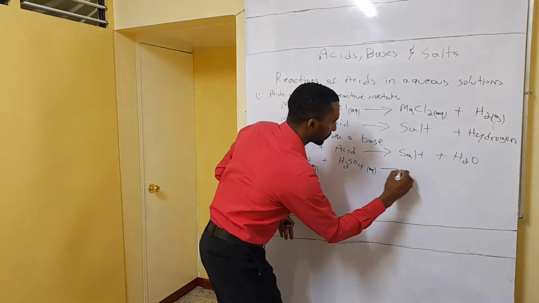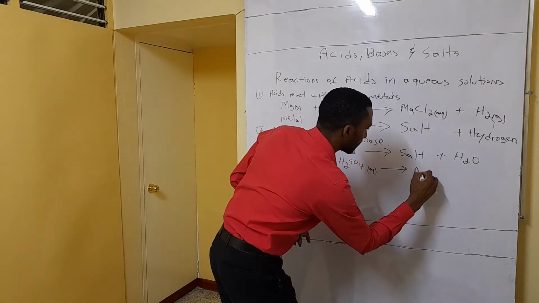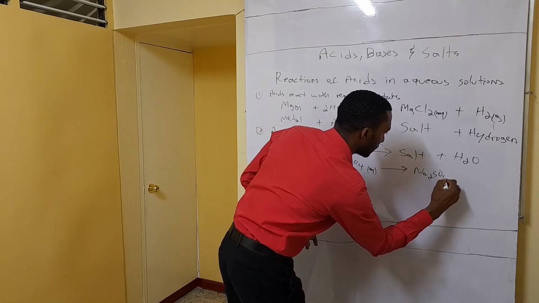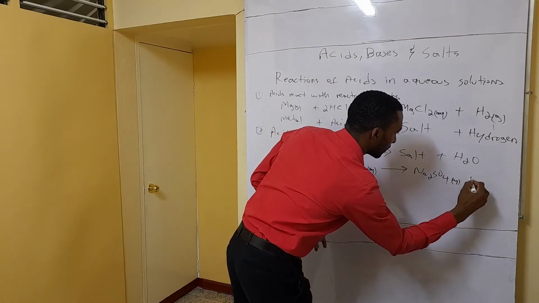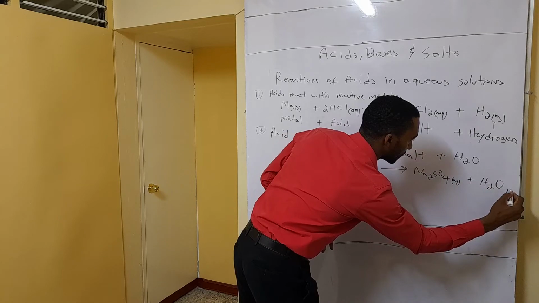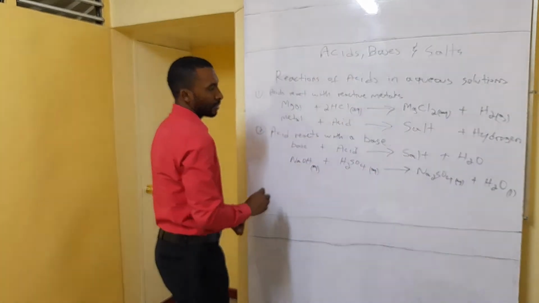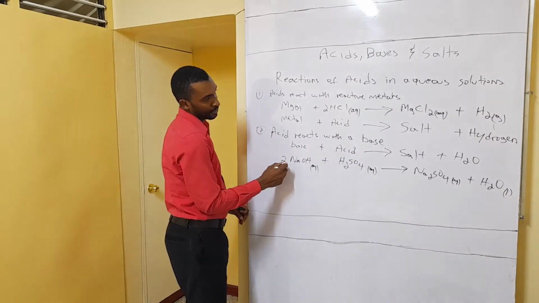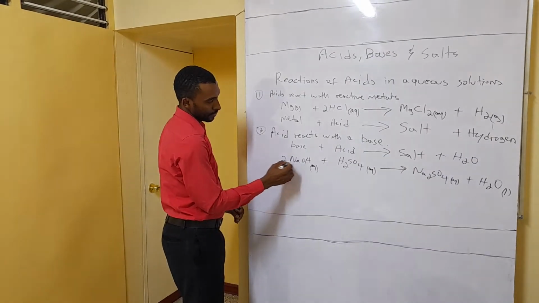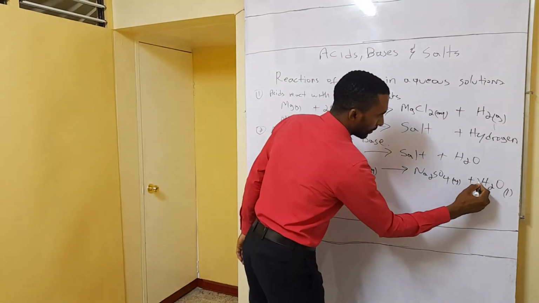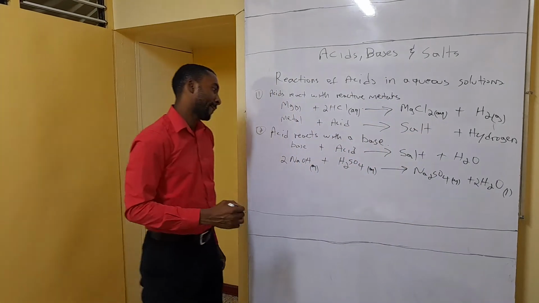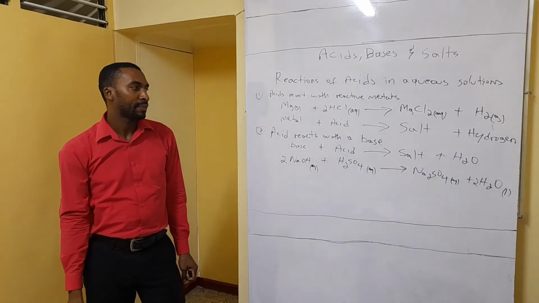Alright? This is going to produce Na2SO4 (aq) plus H2O (l). Alright? So we're going to need a 2 here for sure, a 4, and then probably need a 2 here. And that should balance. Alright?